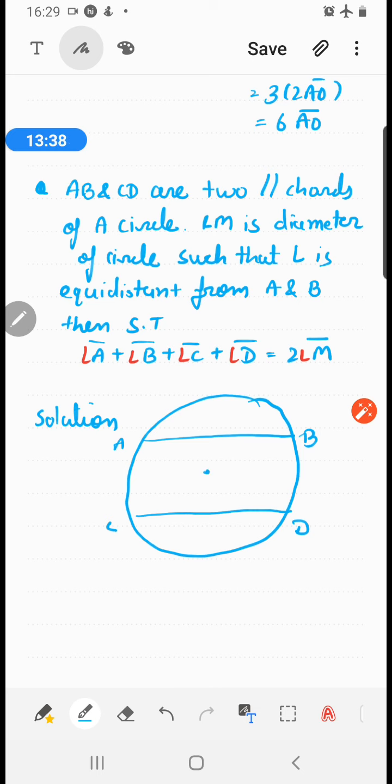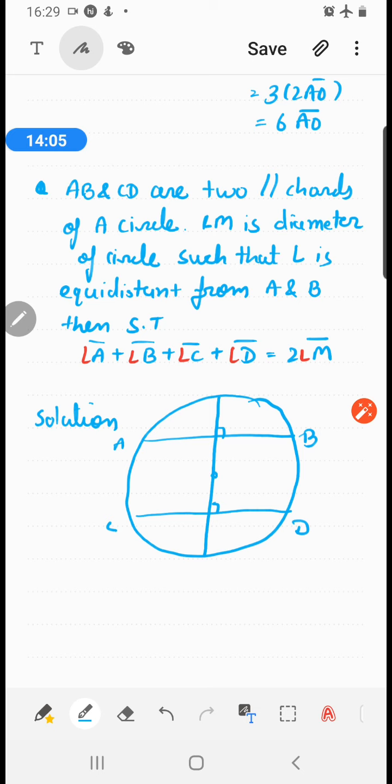Ideally, when I did this the very first time, I thought LM would be here. But this is not the LM they are looking for, because they said this point L has to be equidistant from A and B, which it is not. So LM is not like this. Your LM will be in such a way that it is perpendicular to the chords.